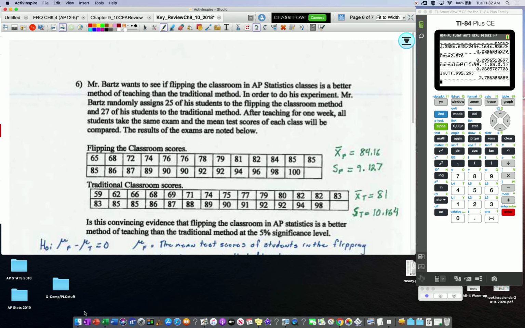Boy, Mr. Bartz, why couldn't you have put over 30 in each class? That would have been so much better, but of course I didn't. Of course I needed to do one that involved graphing, which you'll come to see is like your least favorite thing to do with these problems.